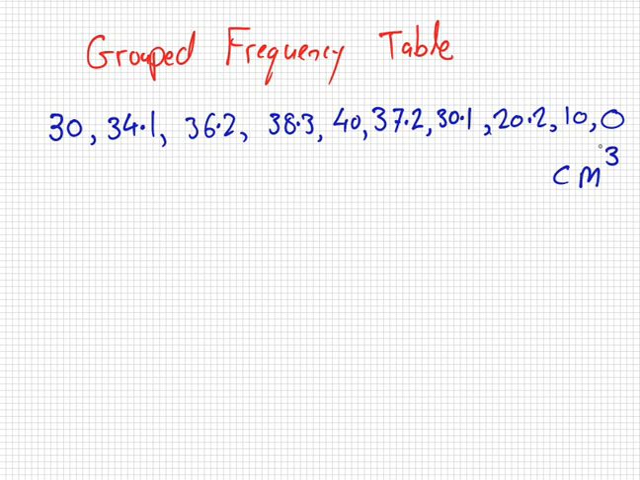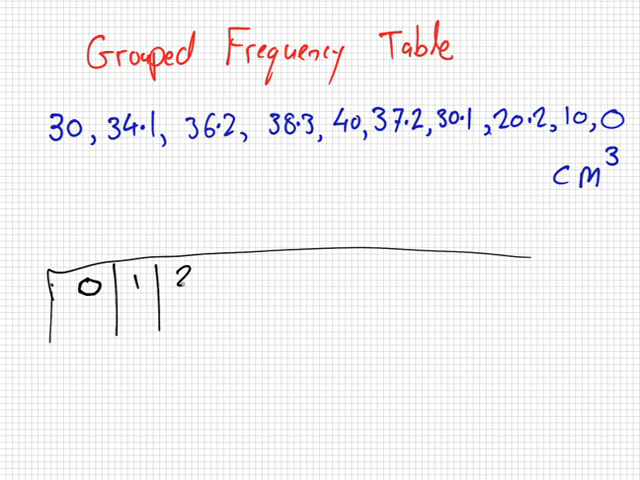Now, it would be inappropriate to count up how many 1 centimeter cubes I have, how many 2 centimeter cubes I have. Why would it be inappropriate to do this? Why would it be wrong to have a table that looks like this? Here I have 0 centimeters cubed, 1 centimeter cubed, 2 centimeters cubed. Where would this table stop? How far would I need to go?